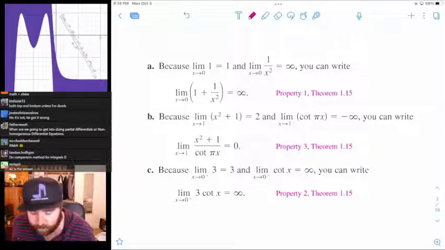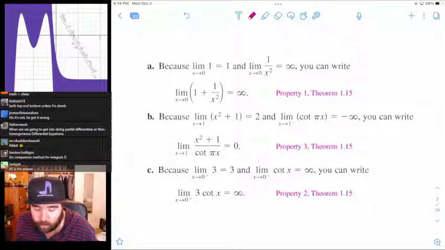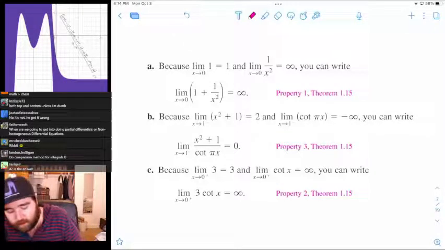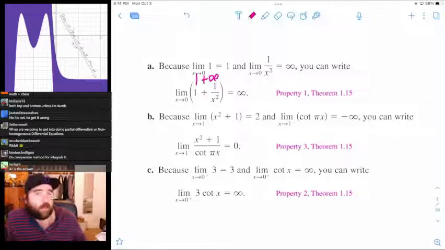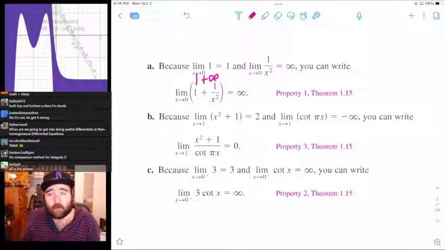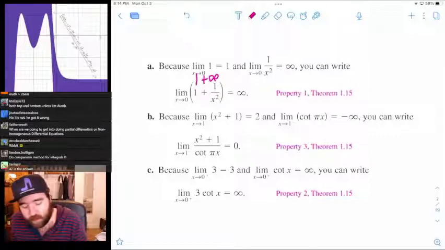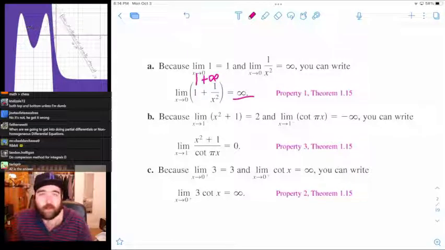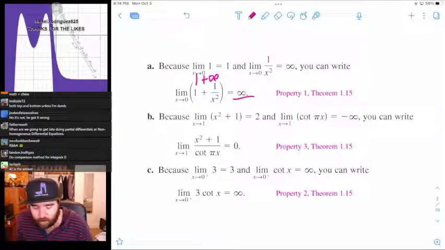So we've got the limit as x approaches 0 of 1 is 1, and then the other one is infinity. So basically they're saying we're doing 1 plus infinity here, and it's pointing out, which we should really already know from Algebra 2, that if you do 1 plus infinity, that's still just infinity.